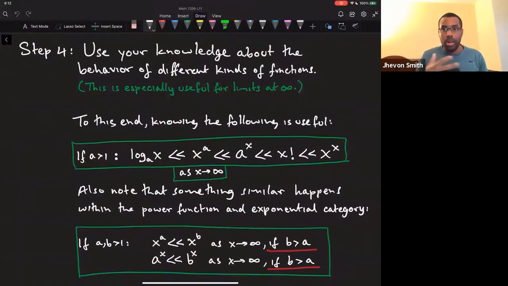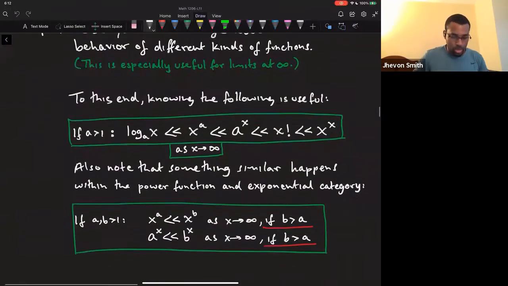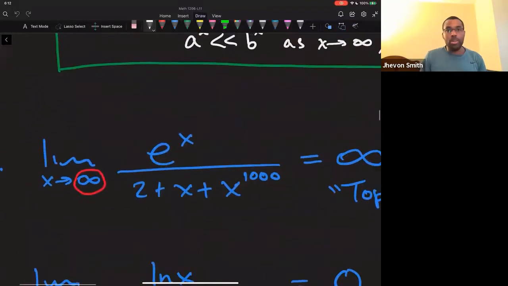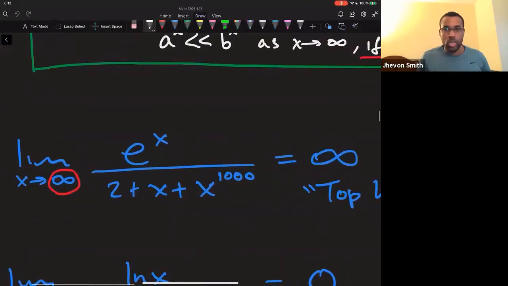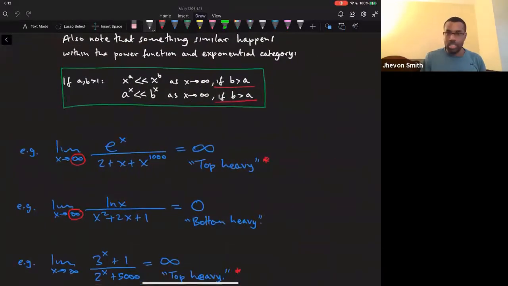Another thing is to use your knowledge about how functions behave in relation to each other. For example, if x is going off to infinity, you know that any increasing exponential will beat any increasing polynomial, and you can use that to come to some conclusion. So it should be obvious that the limit as x approaches infinity of e to the x over this is going to be infinity, because e to the x is an increasing exponential. It's going to beat the polynomial to the 1000th power. It'll beat the polynomial to the millionth power. It doesn't matter what power the polynomial is to. e to the x will eventually get huge compared to this polynomial. So you can actually just know that, and you can call it top heavy or something.